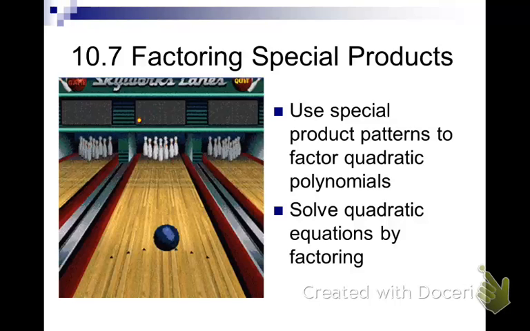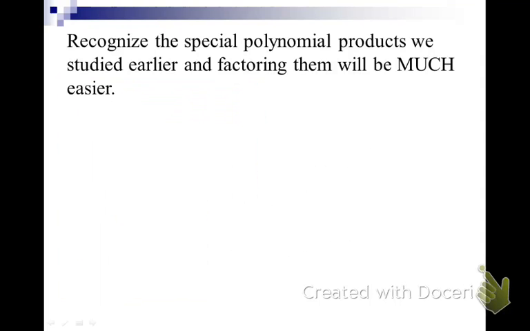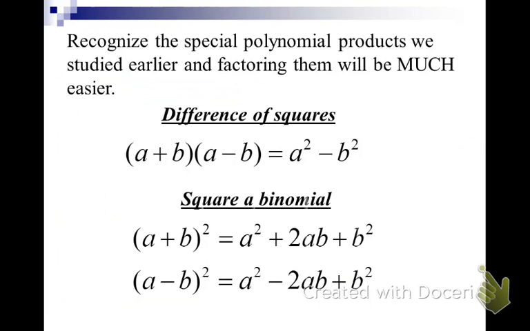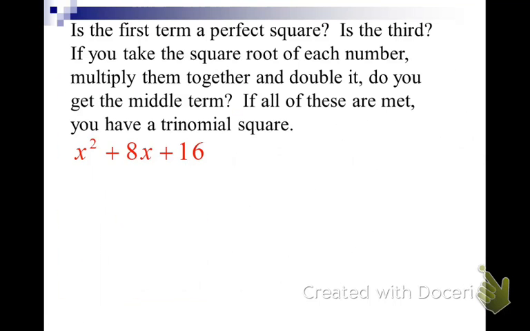Alright, so section 10.7 is on factoring special products. And this is the part of the factoring map far left, under 2 terms, and then under 3 terms, where we're looking for trinomial squares. So the first thing we want to do is go to that factoring map and take a look at factoring a difference of squares or a trinomial square. And these you should be familiar with already.